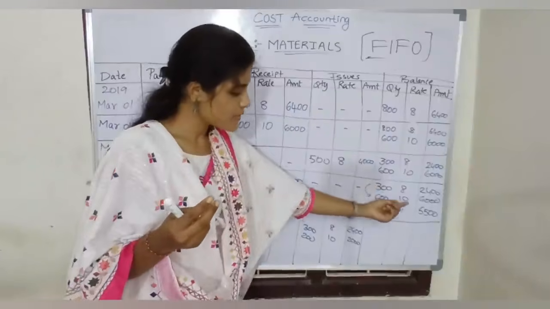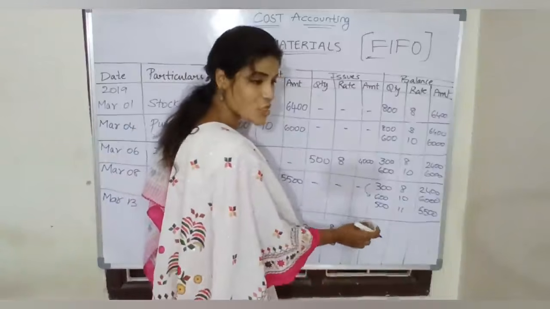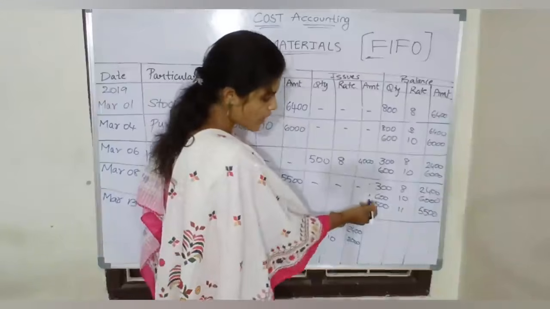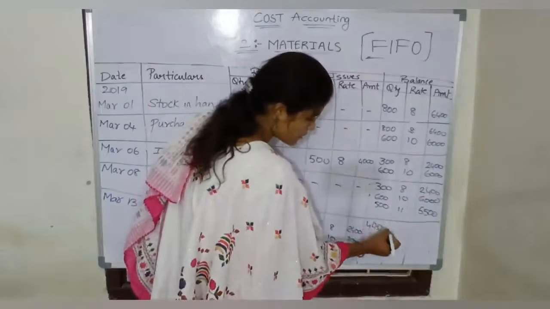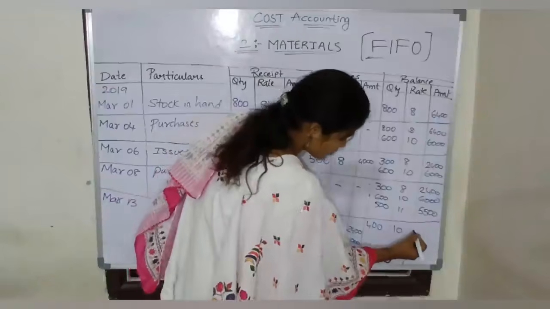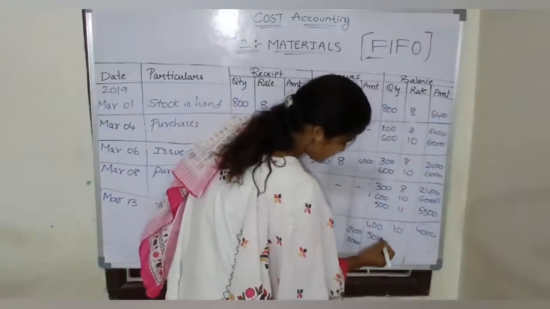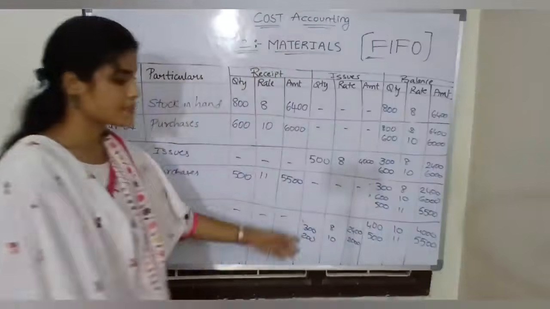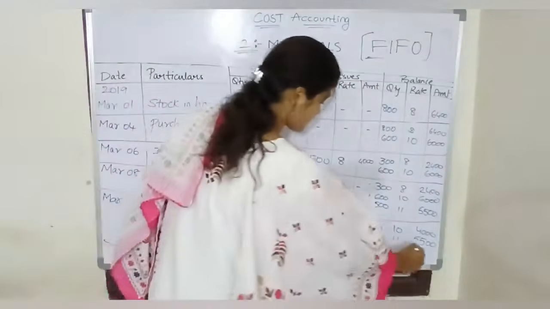Okay. So in this, rate is 10. 200 into 10, 2,000. Now in your godown, what is the stock there? 300 is not there. Why? Because we have used the whole amount. Out of 600, 200 only we have used. Remaining 400 is there now. 400, rate of that is 10, 4,000. 500, 11, 5,500. That's it. You can close your transaction here.